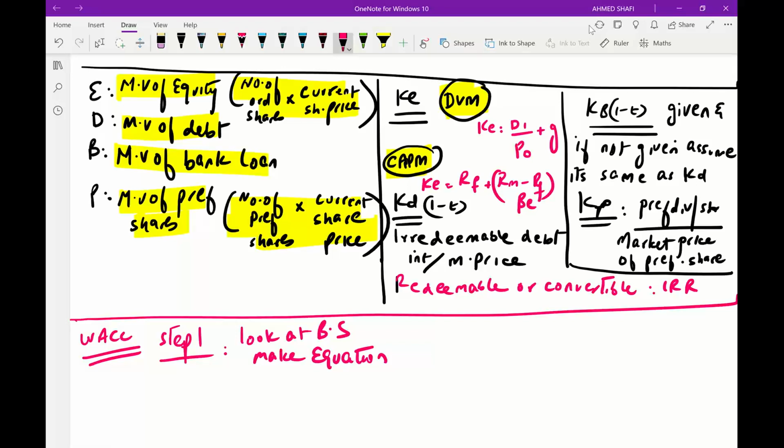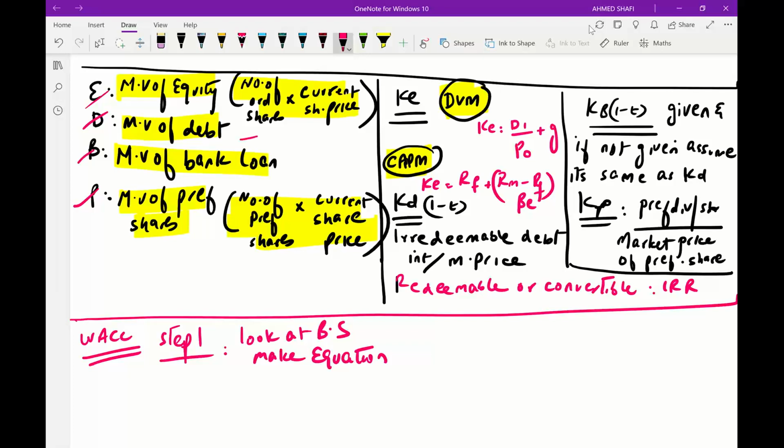Okay. Then once you have made the equation, you need to find variables. What maximum number of variables you need? E, D, B, and P. Obviously in a question it can be 3, it can be 2, it can be 4. E is market value of equity, number of ordinary shares into current share price. P is market value of preference shares, number of preference shares into current share price.